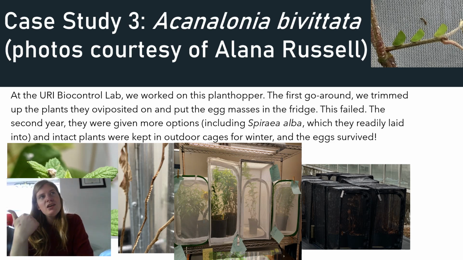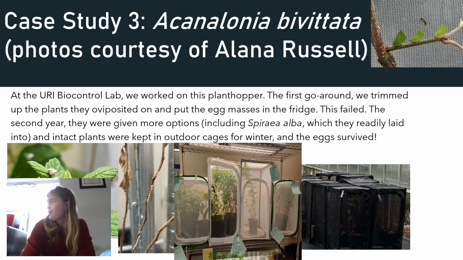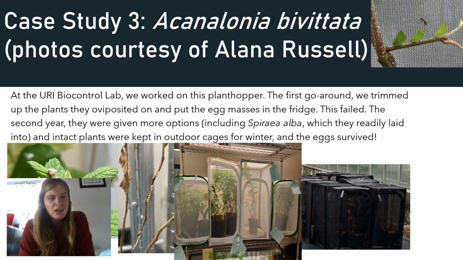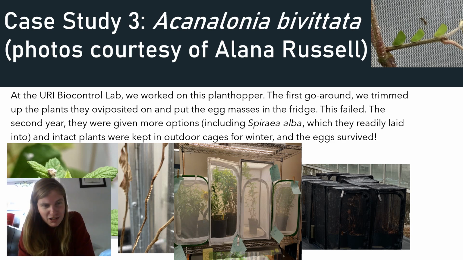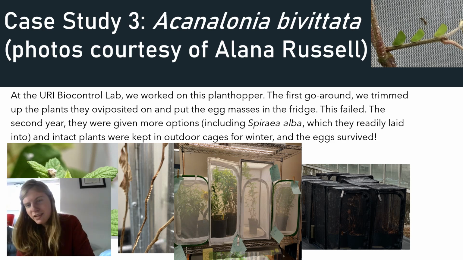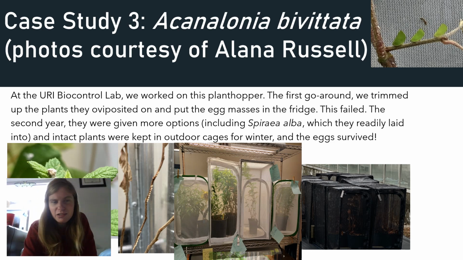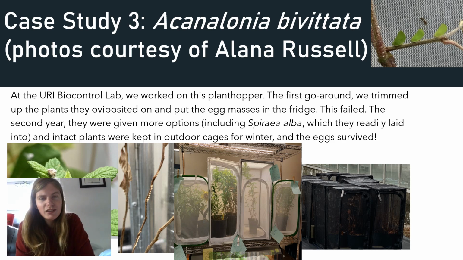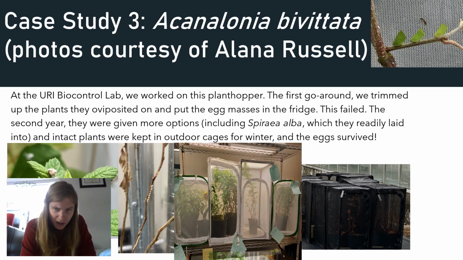A, maybe in the fridge they're not getting different temperature shifts that we know in plants can be important for breaking the dormant cycle of this organism, but also, if they're not inserted into real live dormant plant tissue, they might be desiccating. So we went ahead and made these outdoor cages that we put spirea and some other plants they were ovipositing into in those cages, put them outside during the winter, and the following spring the eggs hatched.